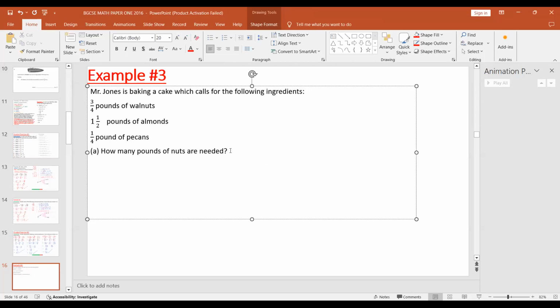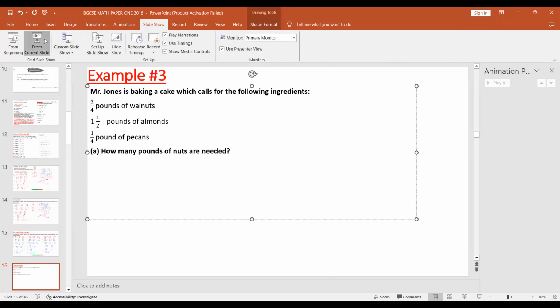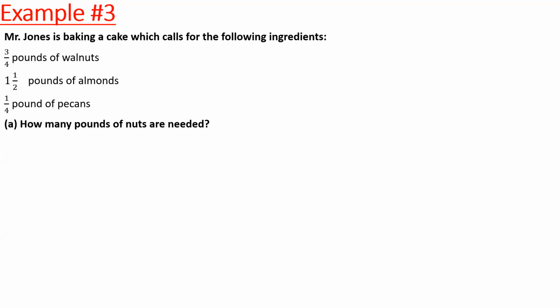And if we're gonna answer this question, how are we gonna answer it? We know that we have 3/4 pounds of walnuts, we have 1.5 pounds of almonds, and we have 1/4 pound of pecans. How are we gonna get how many pounds of nuts are needed? What y'all think we're gonna do? We're gonna add. Very good. So we have to add. Just add. Strictly add.